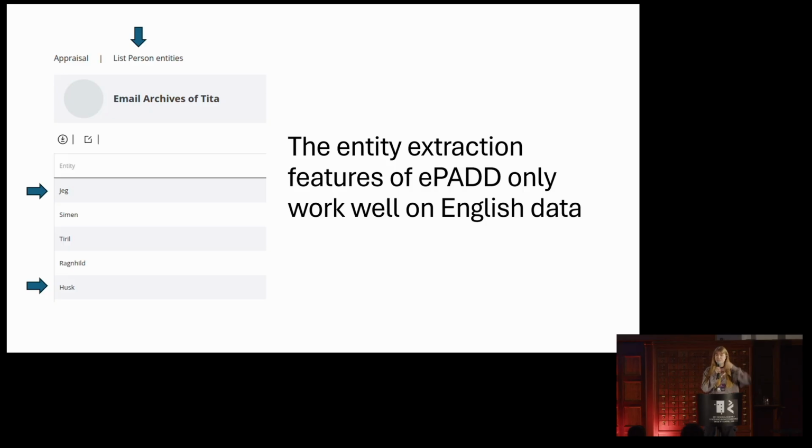Unfortunately, this entity extraction is tailored to English language data. So here's a list of person entities found in my Norwegian language email subset. On top of the list is the word jeg, which is a first person singular pronoun in Norwegian, so I in English. We also have the word husk, which means remember. So these are obviously not names of people.